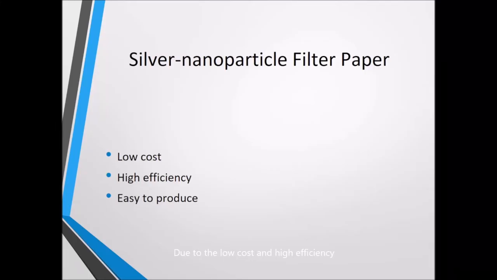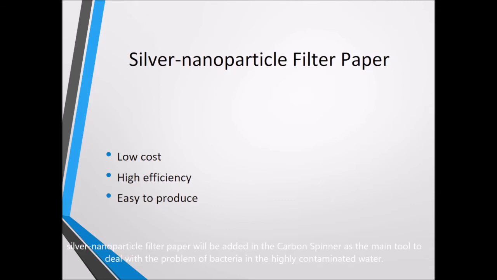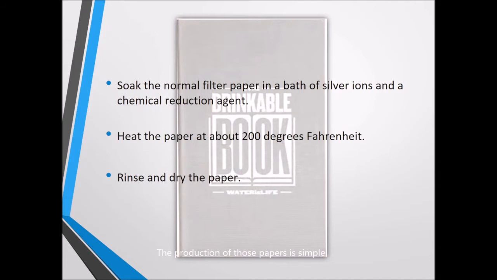Due to the low cost and high efficiency, silver nanoparticle filter paper will be added in the carbon spinner as the main tool to deal with the problem of bacteria in the highly contaminated water. The production of those papers is simple. To make the paper, we need to soak the normal filter paper in a bath of silver ions and a chemical reduction agent. Then heat the paper at about 200 degrees Fahrenheit for a few minutes, and then the paper gets rinsed and dried when it is full of silver nanoparticles.